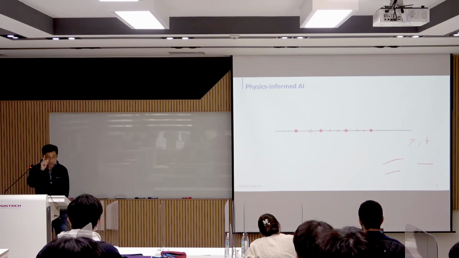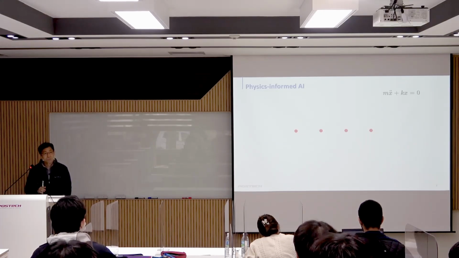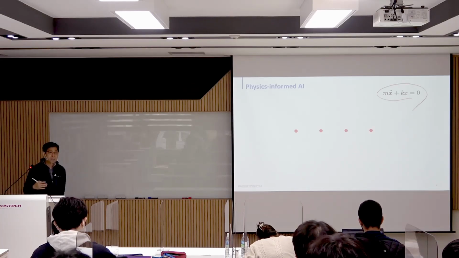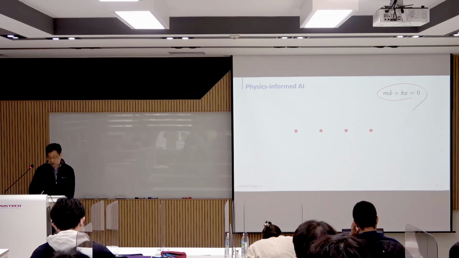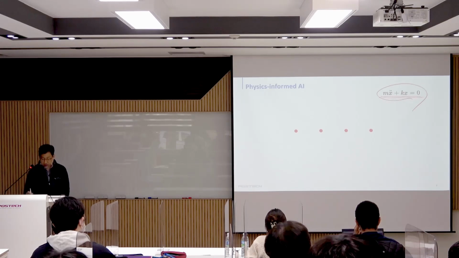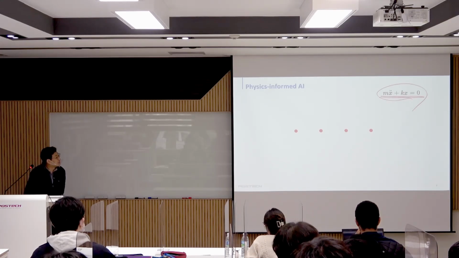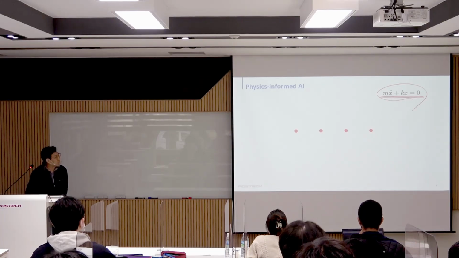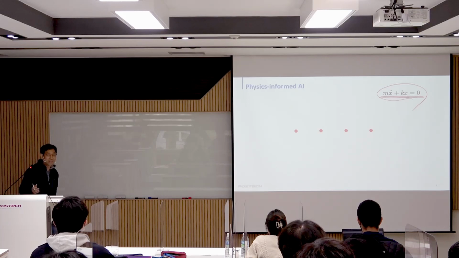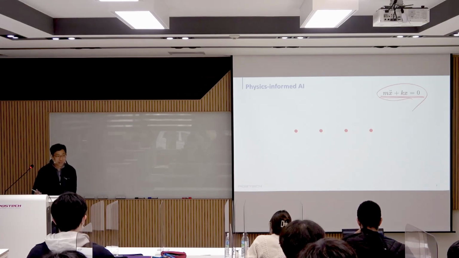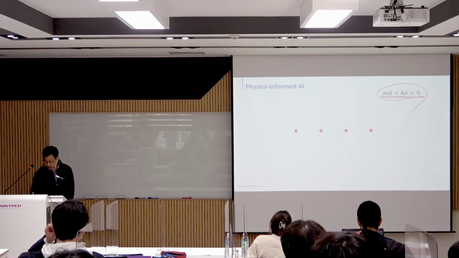But what if we do have another piece of knowledge about the system that we are interested in? What is this? What is that? Are you familiar with that? We have m, k, and x double dot, and that's like a mass and spring system, right?